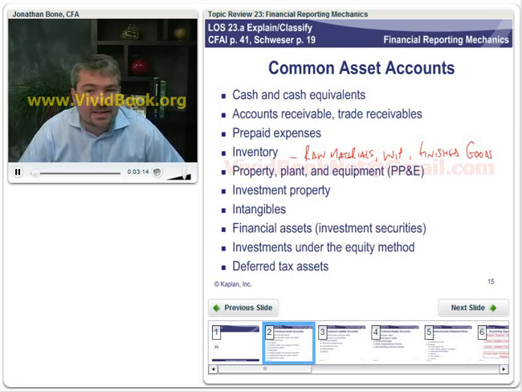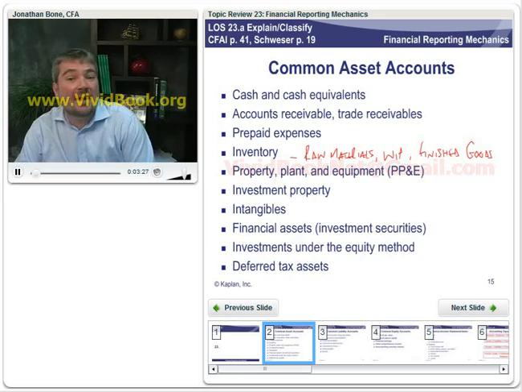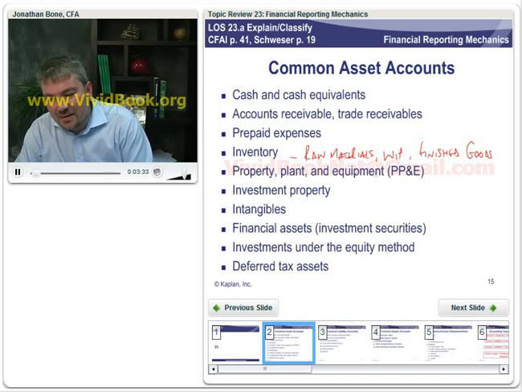Financial assets, these are going to be investment securities, so debt and equity held in other companies. And again, there's going to be different classifications of them that we'll look at later. Investments held under the equity method. Now you don't need to really worry about what the equity method is at level 1, but we will be seeing it heavily at level 2. You need to be aware that this is how we account for associates.